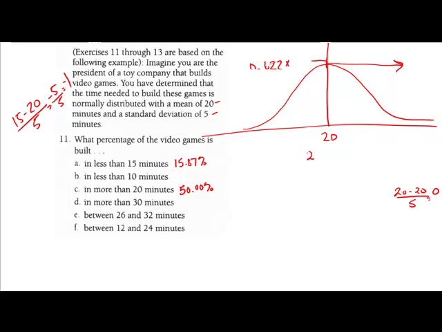So if the area from here forward is 0.5, 1 minus 0.5 gives us 0.5. That's the remaining area in the curve. Not so hard. In more than 30 minutes, so I go over here and 30, again that's going to be a z-score of a positive 2, because 30 minus 20 divided by 5 is 10 divided by 5 is 2. Okay. Again, z-scores are changes in x based upon the unit of standard deviation.